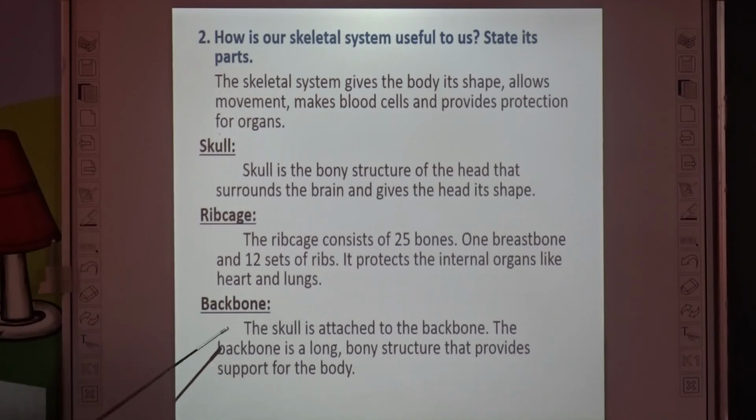And the next one, backbone. The skull is attached to the backbone. The backbone is a long bony structure that provides support for the body. What is the use of the backbone? It provides support for the body. So this is about the skeletal system and the parts of the skeletal system. Okay, the next one.